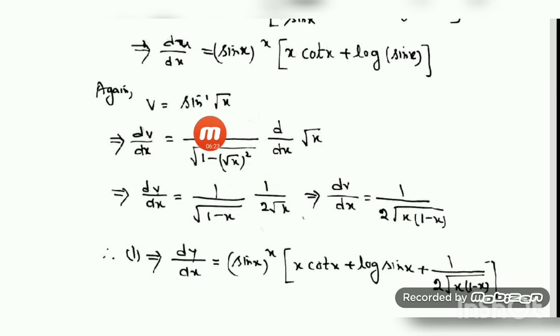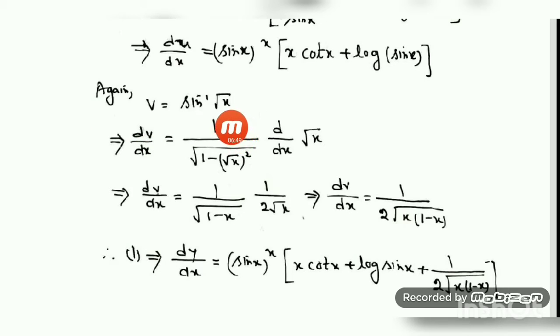Your v is sine inverse of root x. You see here there is no power and it's a simple expression, so the formula can be applied directly. That means direct differentiation can be done, using functions of a function or the chain rule. If I think of root x as x, I can use the formula of sine inverse of x. So dv/dx is equal to d/dx of sine inverse of root x.